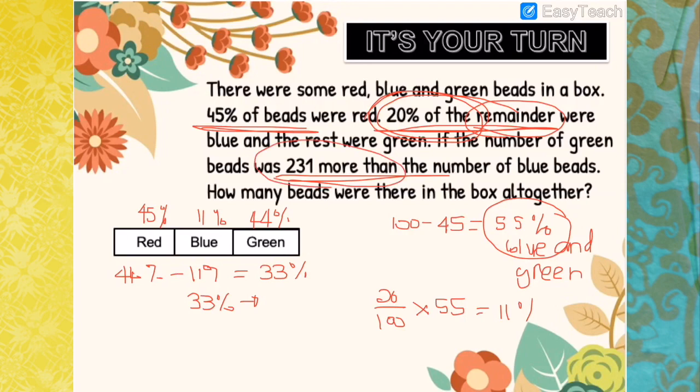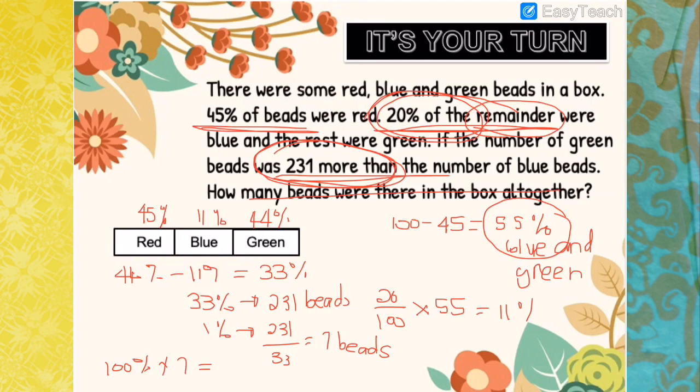33% represents the 231, which is more than the number of blue beads. So 33% is 231 beads. So to find 1% of this would be 231 divided by 33, which is 7 beads. So how many beads were there in the box altogether? It will be 100% of 7. That would give us 700 beads. There were 700 beads in the box altogether.